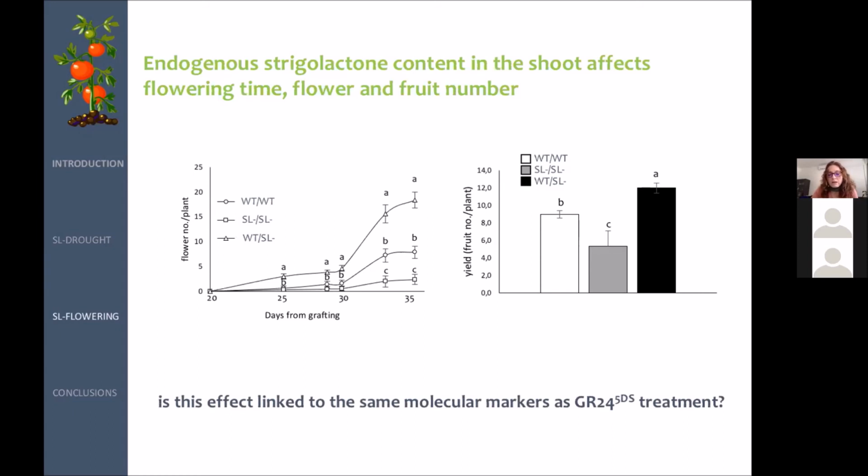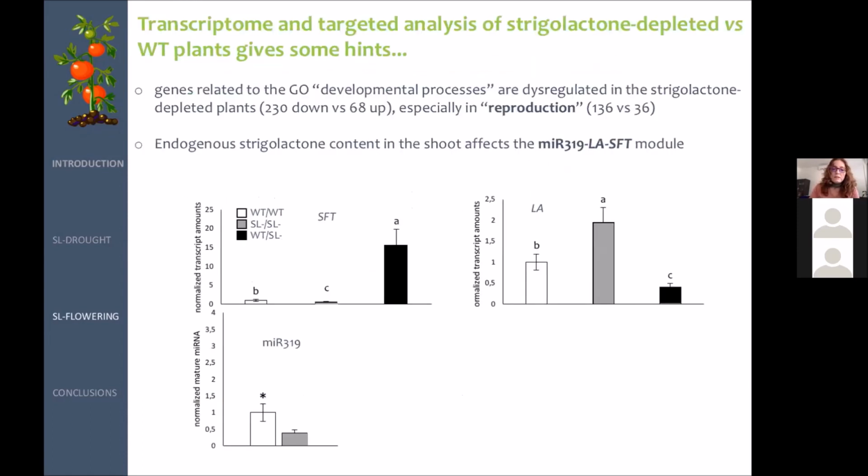Are the markers that are moving in these plants the same or similar as the ones that we see moving after treatment with the synthetic strigolactone? The answer is yes. We performed a transcriptome analysis, and I will spare you the list of the genes and all the general graphs, but the gene ontology term reproduction is one of the many that are enriched in the strigolactone-depleted plants.